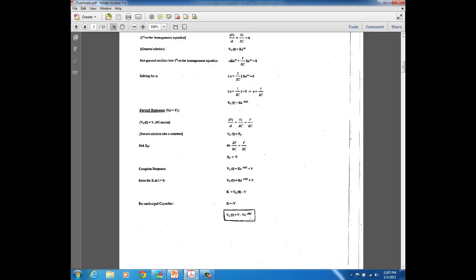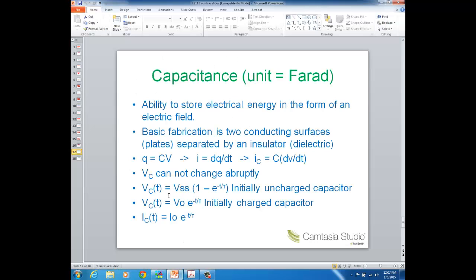So we end up with this equation here that's a constant, the steady state voltage, times 1 minus a decaying exponential. That's what you see in this bullet on the PowerPoint: if you have an initially uncharged capacitor, for t greater than 0, the capacitor voltage is going to build up by this expression of the final steady state voltage times 1 minus a decaying exponential, where this tau symbol is the time constant of the circuit.